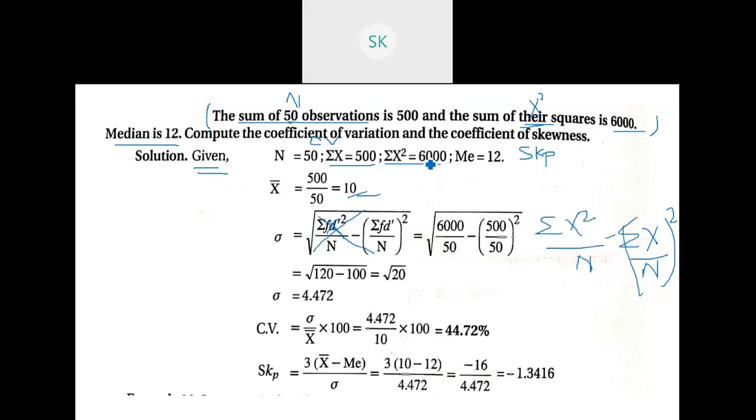So sigma x square is 6000 divided by n, which is 50, minus sigma x, which is 500, divided by n, again 50, whole square. So 6000 by 50 is 120, minus 500 by 50 whole square, which is 100. So the square root of 20 gives a standard deviation of 4.472.